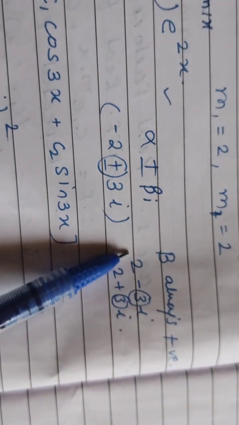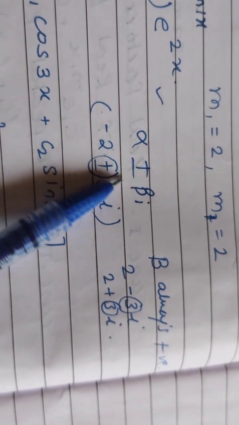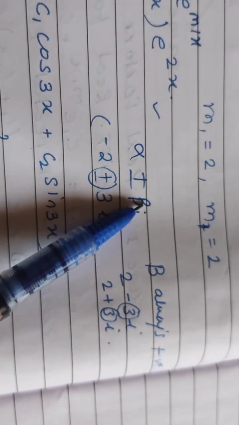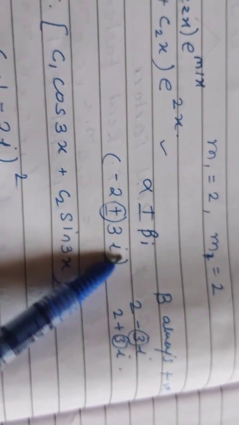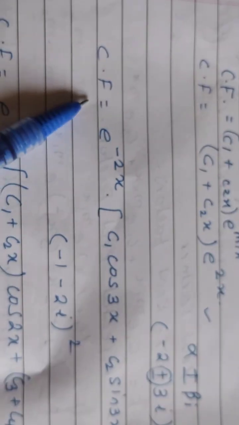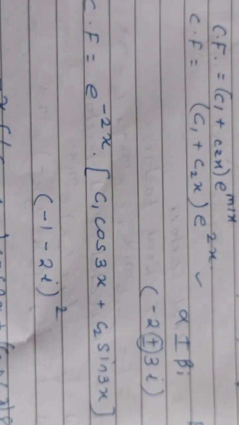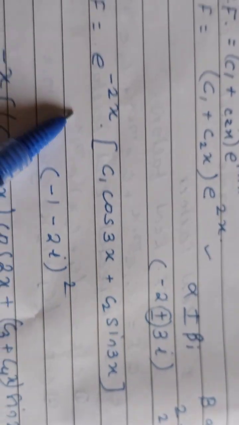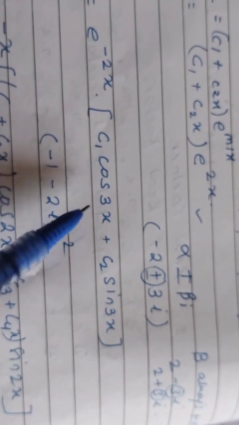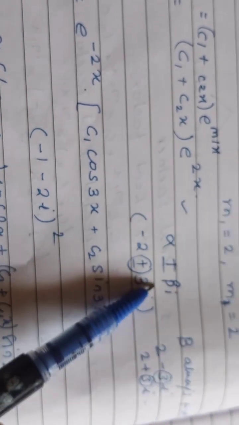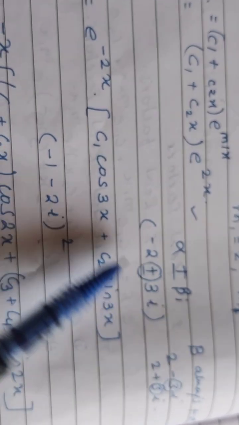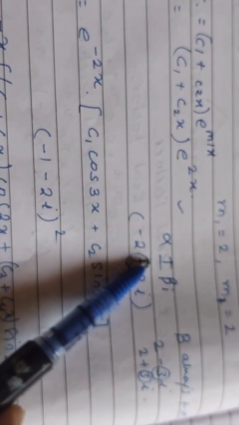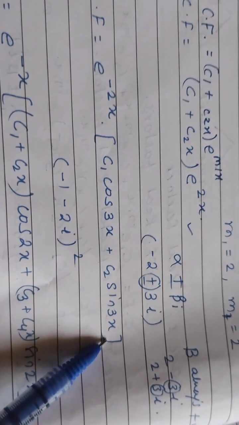So suppose in the calculator you got minus 2 plus minus 3i. Now here I said beta will always be positive. So for this the complementary function CF is equal to e raised to alpha x, as we saw previously. So e raised to alpha means what? Means minus 2, alpha is minus 2. So e raised to minus 2x, and in bracket c1 cos beta x. So beta, what have we got? It is 3. So c1 cos 3x plus c2 sin 3x, means beta again this 3 only we will write.